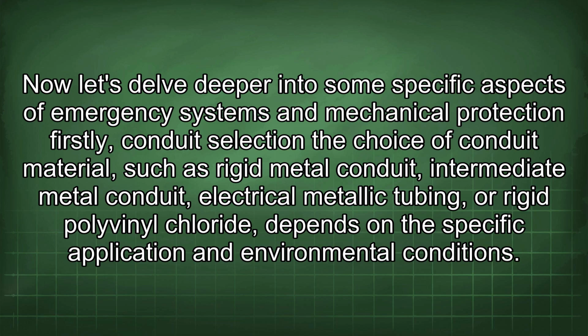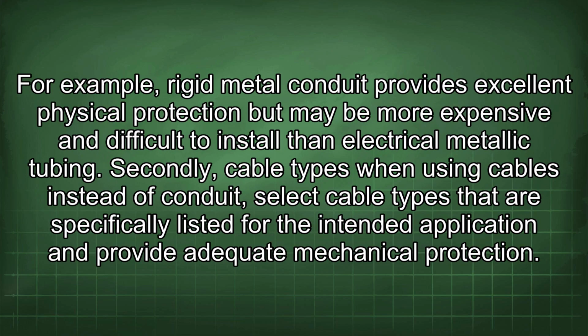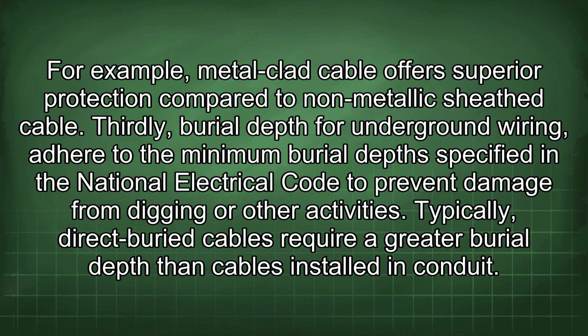Firstly, conduit selection. The choice of conduit material, such as rigid metal conduit, intermediate metal conduit, electrical metallic tubing, or rigid polyvinyl chloride, depends on the specific application and environmental conditions. For example, rigid metal conduit provides excellent physical protection but may be more expensive and difficult to install than electrical metallic tubing. Secondly, cable types. When using cables instead of conduit, select cable types that are specifically listed for the intended application and provide adequate mechanical protection. For example, metal-clad cable offers superior protection compared to non-metallic sheathed cable.